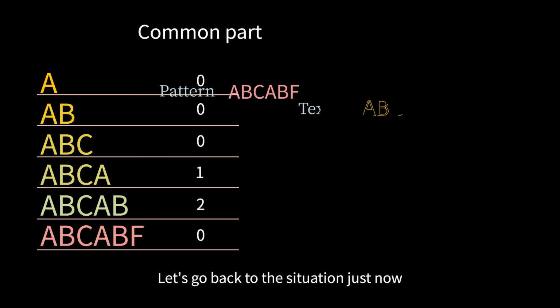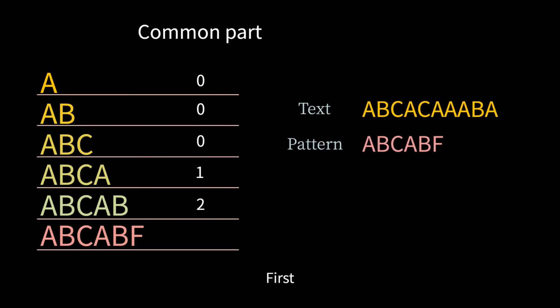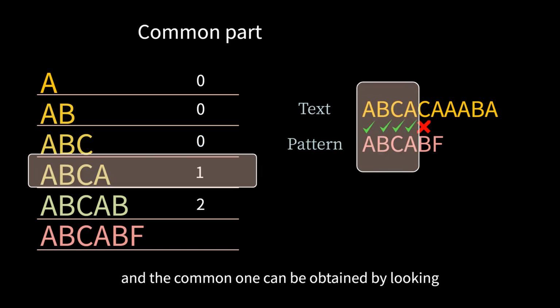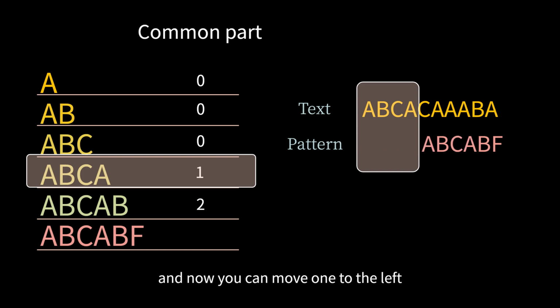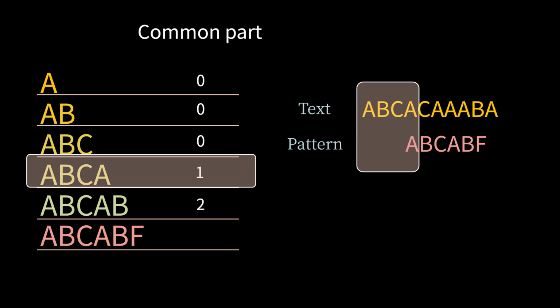Let's go back to the situation just now. First, A is aligned, and BCA is aligned. As a result, C and B are not aligned. Then ABCA has been matched, and the common length can be obtained by looking up the table. Therefore, if there is a complete mismatch, you can move 4 to the right, and now you can move 1 to the left. That is to move 3 to the right.